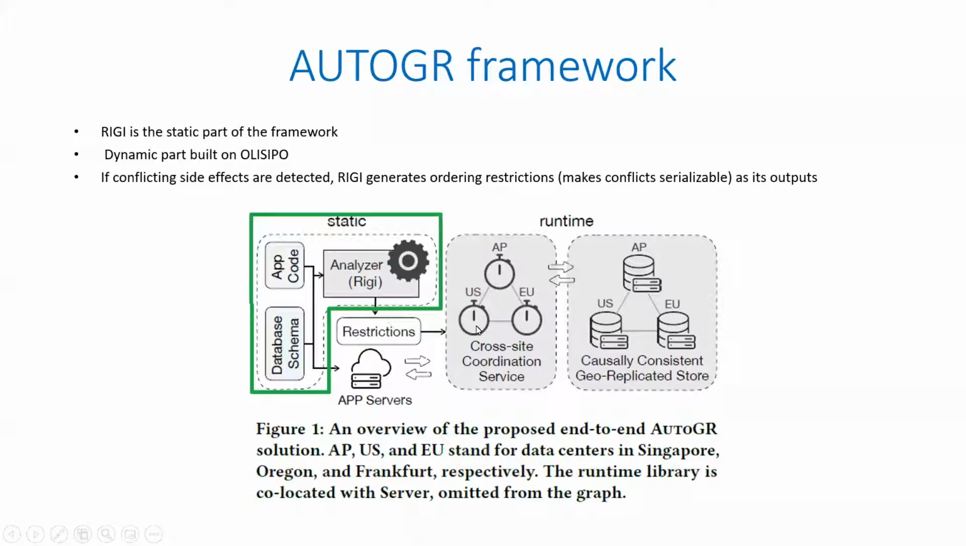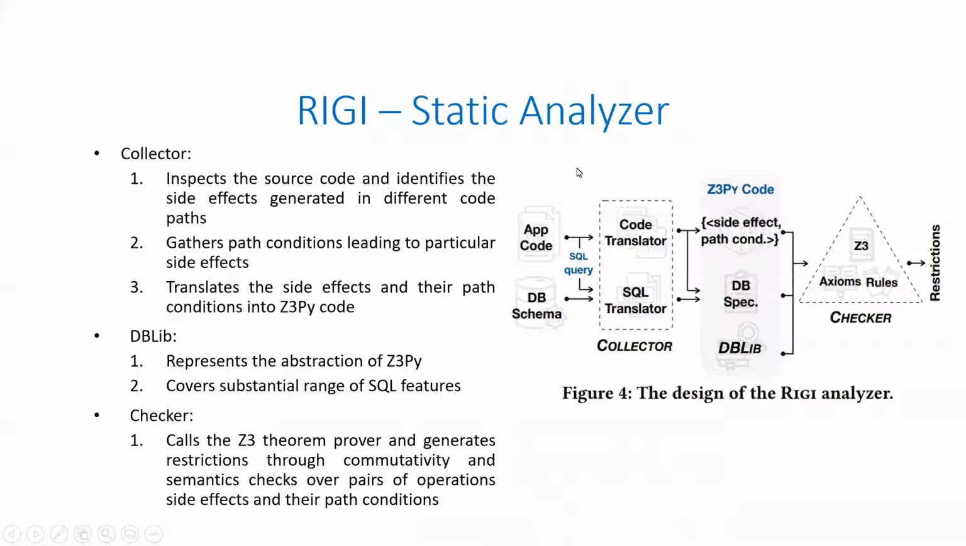And once the restrictions are generated, it goes to the runtime process where OLSIPO comes into the picture, running this Paxos-like BFT smart protocol across the servers and doing the replication. If we look at the static part in detail, RIGI has three phases. First is the collector. Second is the dblib in the Z3PY code in Python. And then there is the checker, which checks the restrictions.